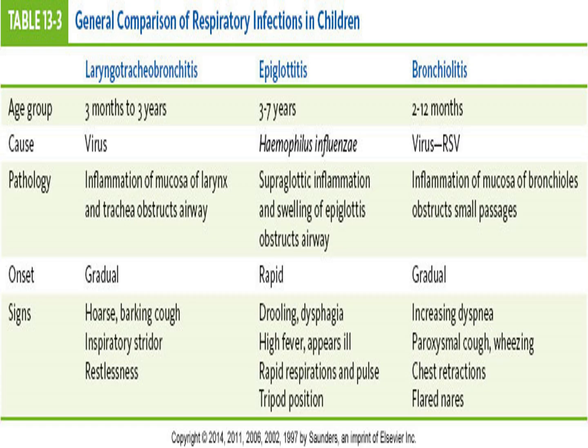Usually we see this in kids 2 to 12 months. Now we see them advertising this a lot for adults, adult RSV, them getting vaccinated. Here we have inflammation of the mucosa and the bronchioles obstructing the small passages. So we see shortness of breath, paroxysmal cough, wheezing, chest retractions, and nasal flaring. Let's look at them a little bit more.